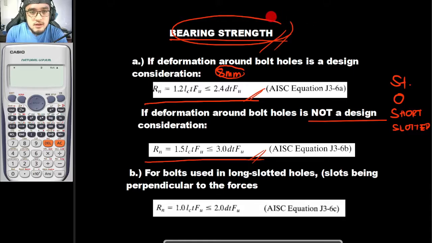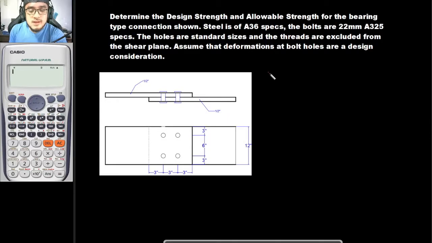So once again, these are the formulas that we would be using to determine the bearing strength of your members. Of your bolts, I should say. Okay, so anyway, let's just have this example right here. In this example, determine the design strength and the allowable strength for the bearing type connection shown. So this is to be our bearing type connection.